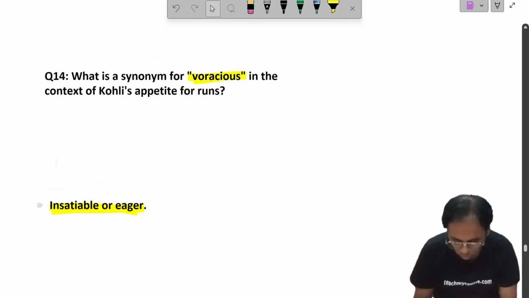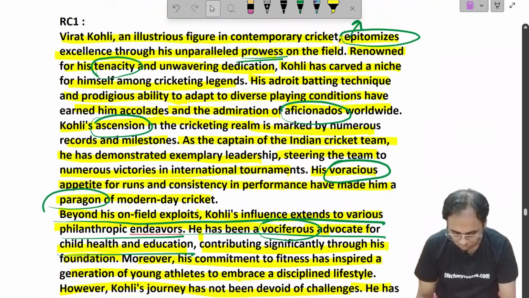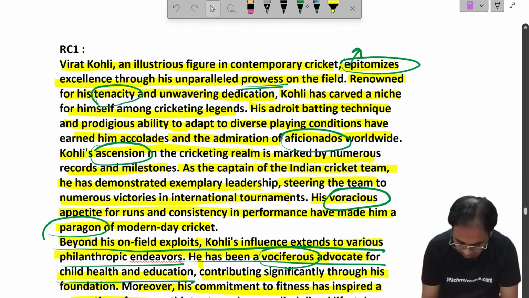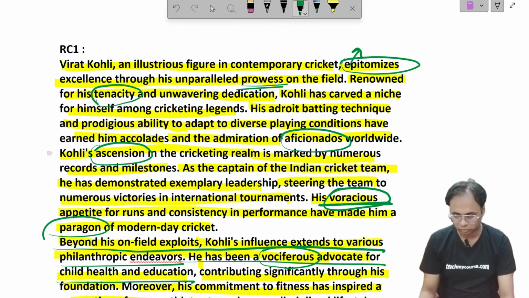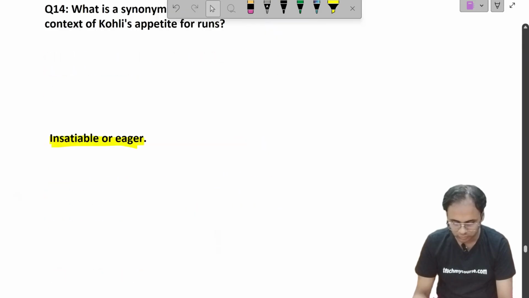In case you don't know the meaning of the word directly, you try to find the word which is coming in the question from the paragraph. Like, where is voracious? Here it is, voracious appetite for runs. So obviously this is talking about hunger. So it should be quite similar.